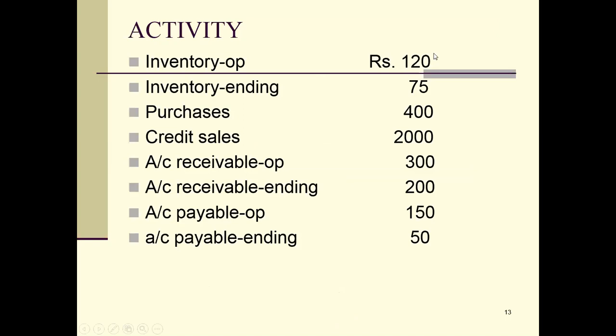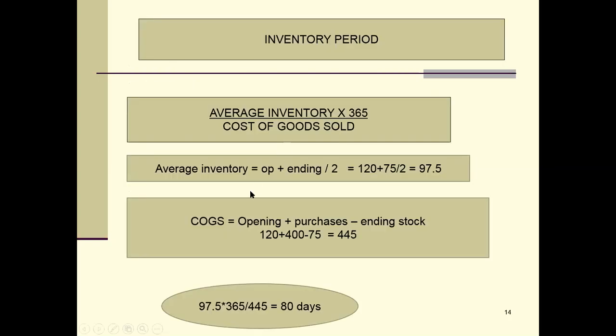Since I have taken data over here, these are the data. You can pause your video, note down all the information on your paper, and then see its working one by one. And the second option that you have, I am already giving you the information over here. So opening and ending inventory, I'll add and divide by 2. So it gives me an average inventory of 97.5.